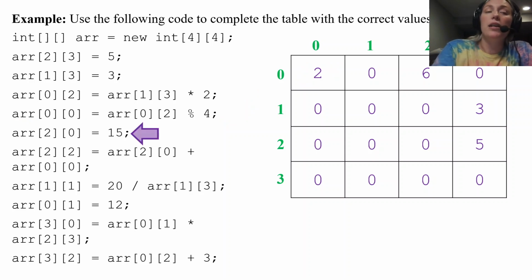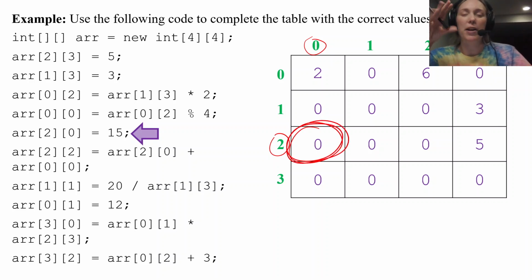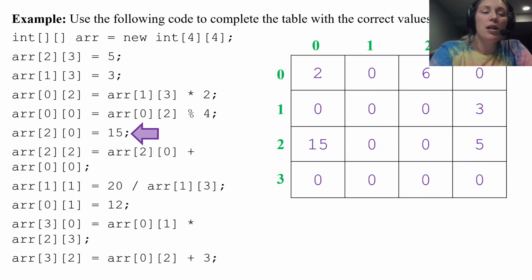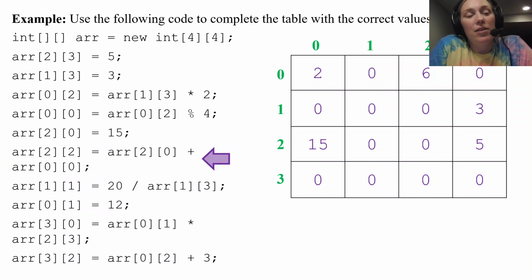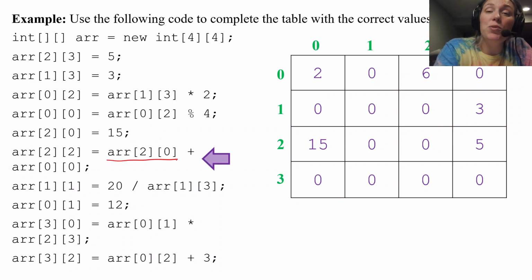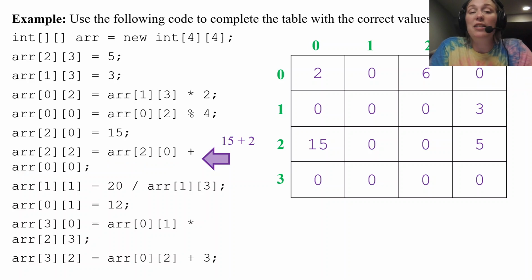Here, 2 comma 0, I say comma, excuse me. I almost see them as ordered pairs sometimes, even though they're much different than ordered pairs. So I apologize for saying comma. But it's 2 and 0. So right here is going to get the value of 15. And then, sorry, this next line kind of goes on two lines because I made the font too big. So array at 2, 0, we just figured out was 15, plus what's at 0, 0, so that's 15 plus 2, which is going to be 17 stored in index 2, column 2.